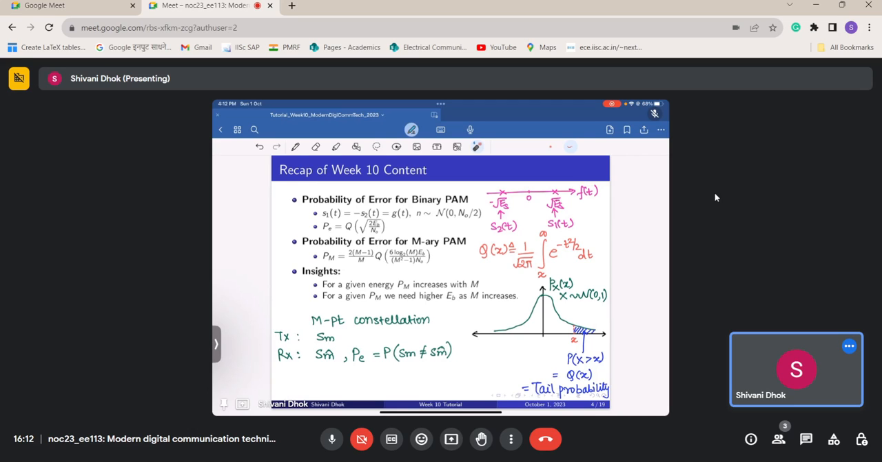Okay, I'll continue. After deriving these equations, we looked at some of the insights that the probability of error curve gave us. We observed that our probability of error increases with M for a given energy, and for a given probability of error, we need higher EB as M increases. So the probability of error curves were something like this.